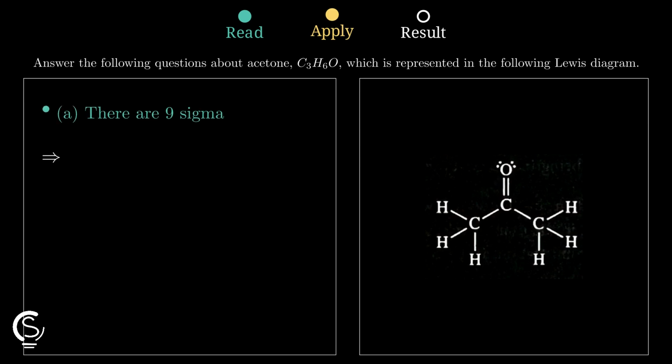0.500. Part C. The strongest interaction is a hydrogen bond between the oxygen in acetone and a hydrogen in water. Part D.